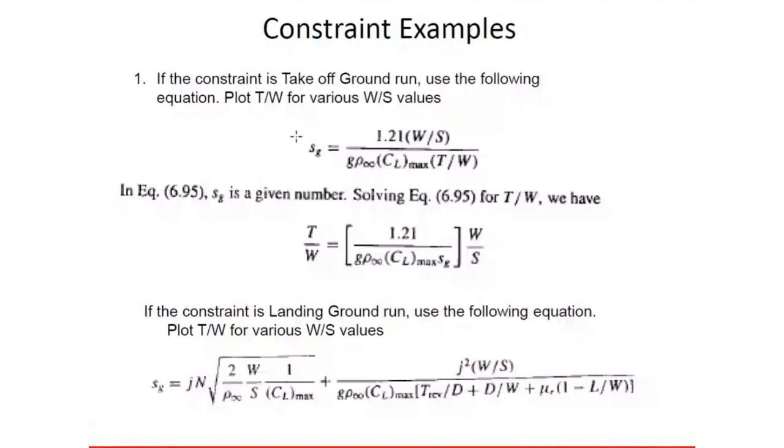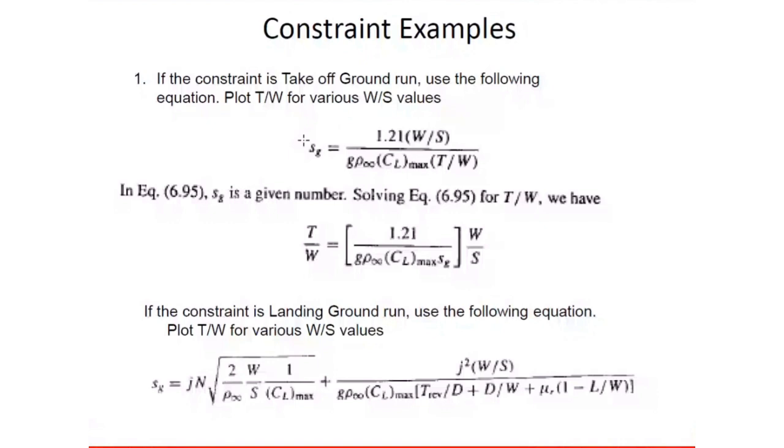Okay, so you will get an equation like this: 1.21 times W by S. 1.21 comes from 1.1 square. So anyway, I'll talk about that a little later. You know that whenever you have to take off, the speed should be at least 1.1 times the stall speed, and then when you square that, you get 1.21 there.